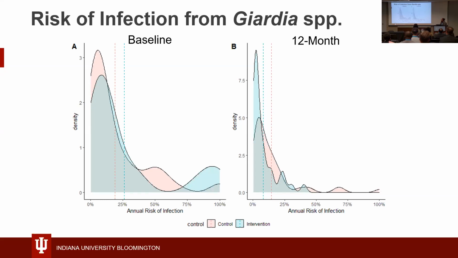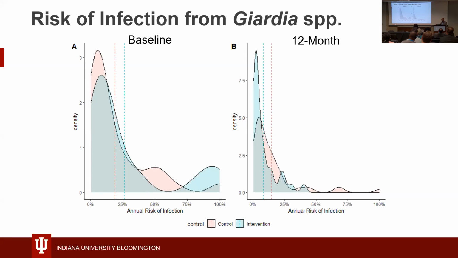So what's critical to point out here is these dotted lines are the mean annual risks of infection. So what we're seeing for Giardia is that the blue for our intervention, the mean risk of infection was actually greater than our controls at baseline, but then that flips. So 12 months later, the mean annual risk of infection from Giardia was lower than at our control groups. So our model does this.